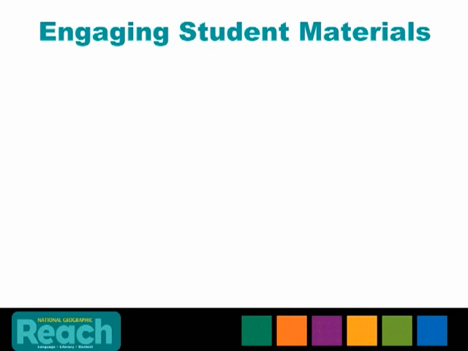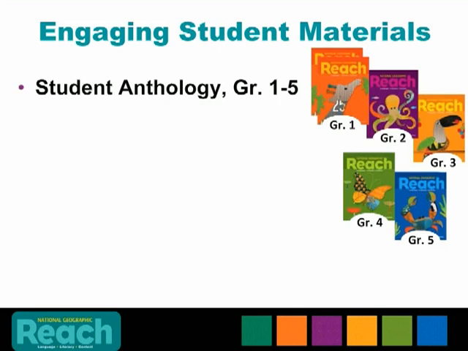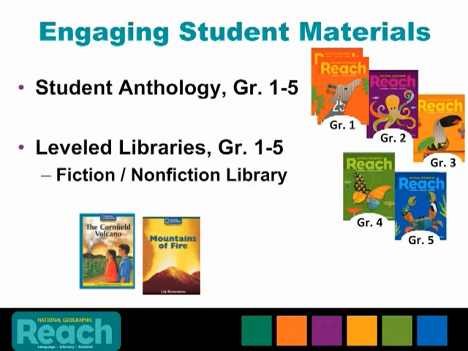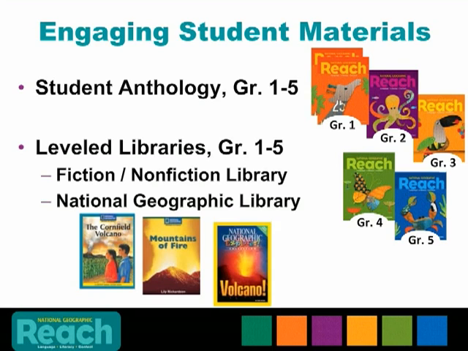Now let's take a look at the engaging student materials. At grades 1 through 5, each student will have their own student anthology, with 2 books at grade 1. If purchased, students will also have access to fiction and nonfiction libraries at grades 1 through 5, as you can see with these examples from grade 3, and National Geographic Explorer books at grades 3 through 5 to support extended reading. All books are thematically linked to the content in each unit.